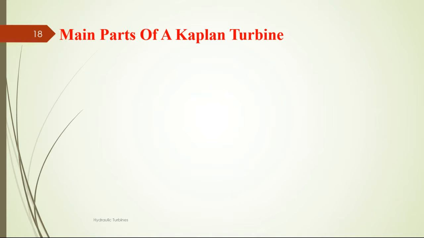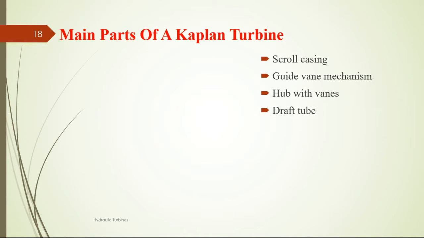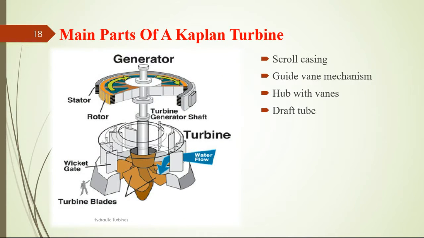Then, the main parts of the Kaplan turbine are scroll casing, guide vane mechanism, hub with vanes, and draft tube, and this is the typical picture of the Kaplan turbine.